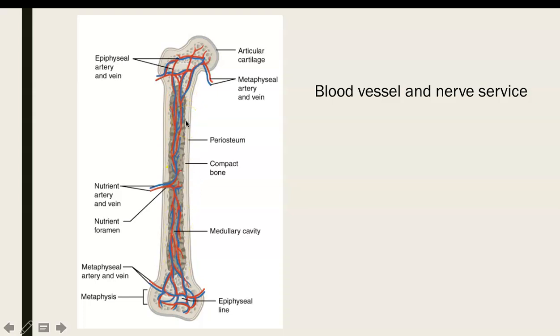And again, I'm not going to go into a lot of detail here, but just notice that the blood supply comes from outside, has to penetrate right through the bone through the perforating canals, and brings the bone its nutrients via blood. And so those are really important to recognize.